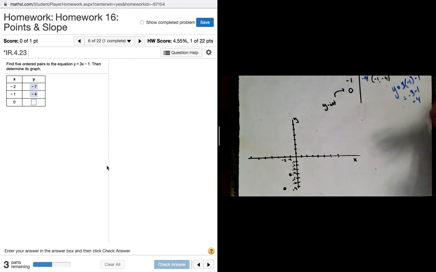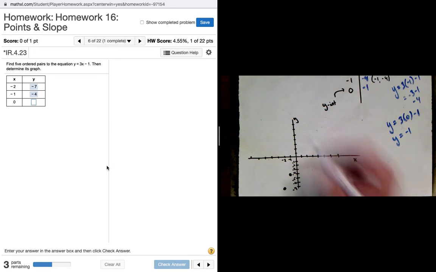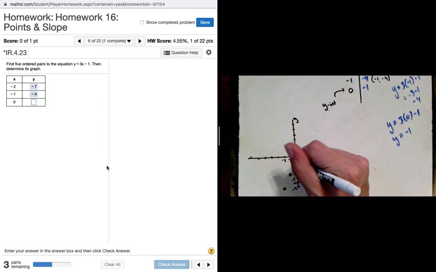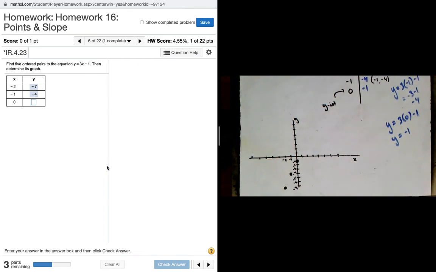Plugging 0 in for x in this equation, 3x minus 1, would give us y equals 3 times 0 minus 1, which is 0 minus 1, or just negative 1. So our third point that we're going to graph here is 0, negative 1. So I'm not going to go left or right any, and then I'm just going to go straight down to the negative 1 value. And you can see that I did an okay job, but not a great job making these all fall on the same line. How many of these do you want me to do?